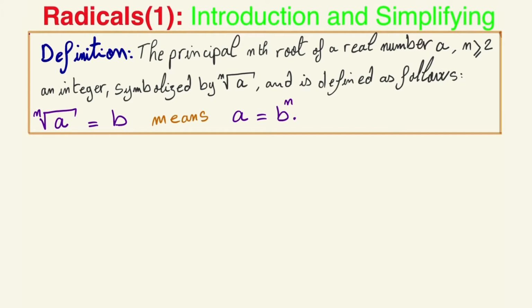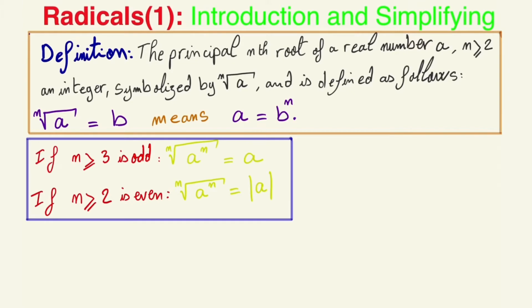The principal nth root of a real number a, where n is greater than or equal to 2, an integer, is symbolized by the nth root of a, and is defined as follows. If we write the nth root of a equal to b, it just means that a is equal to the nth power of b, so we just invert.